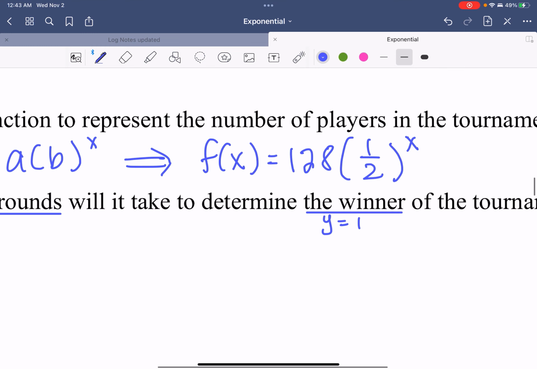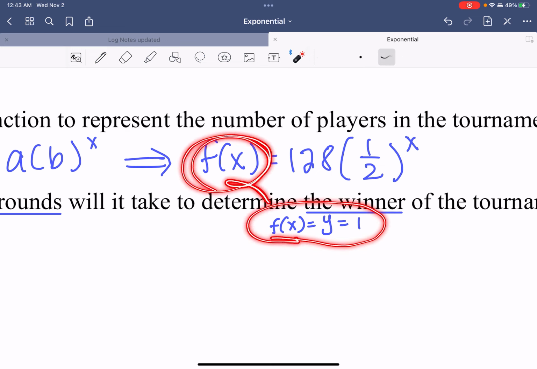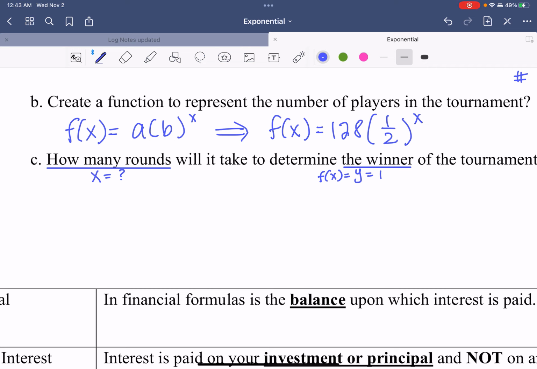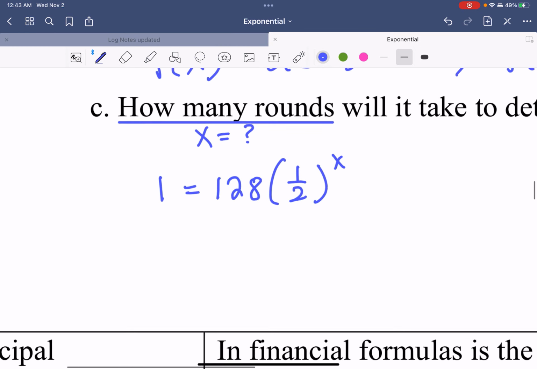Okay, now y is the same thing as f of x, right? We talked about that at the beginning. So what I can do is plug f of x equals 1 into this f of x, and then I can solve for x, which is the number of rounds. So I'm going to plug in 1 equals 128 times 1/2 to the power of x. Okay, and now I'm going to use algebra to solve for x.